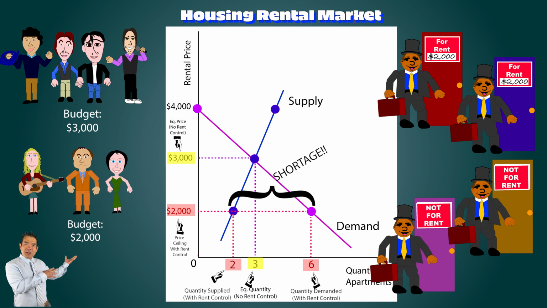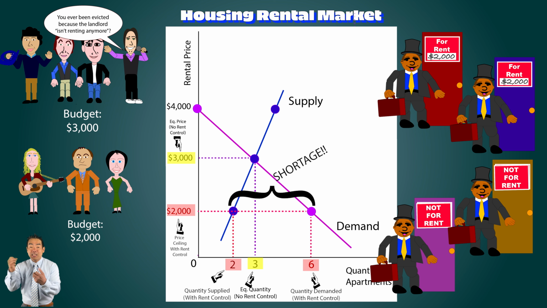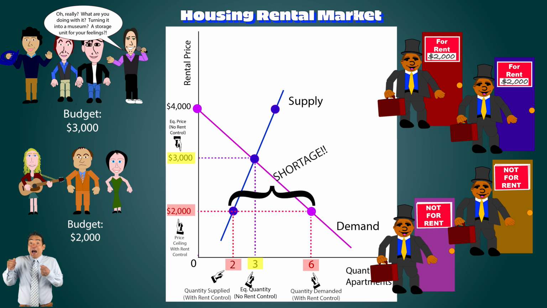While Phoebe and Monica and Frasier not getting apartments might not seem like such a big deal because they weren't going to be getting an apartment anyways when there wasn't rent control, we also have this issue of Jerry, who is willing to pay $3,000. He had the money. He would be willing to pay it, but now he can't get the apartment even though he's willing to pay a price higher than what rent control is setting. And that clearly is bad.